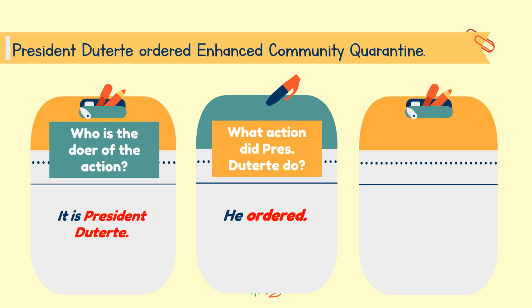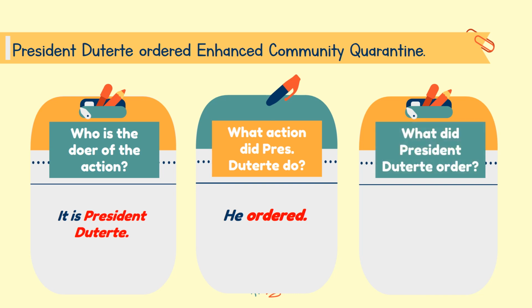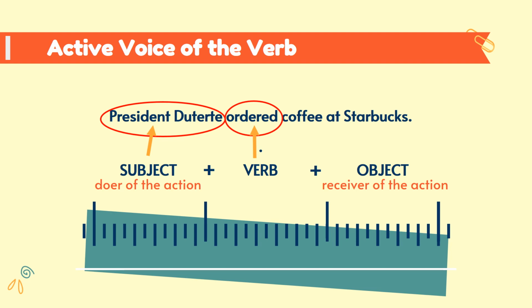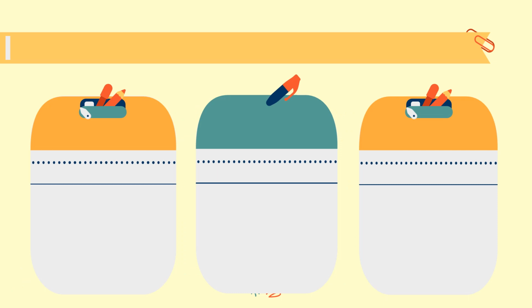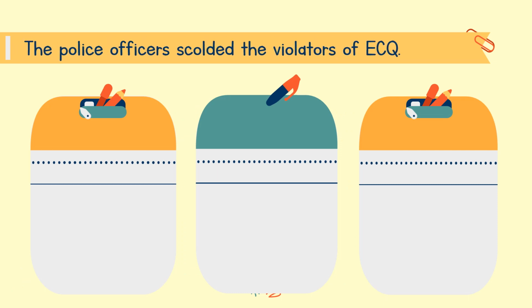Let's proceed. What did President Duterte order? He ordered coffee. The word coffee is a receiver of the action ordered. Therefore, the word coffee is our object in the sentence, or the receiver of the action. Let's have another example. The police officers scolded the violators of ECQ.